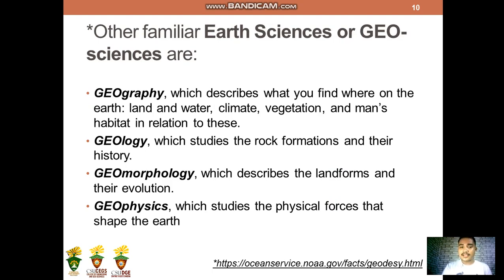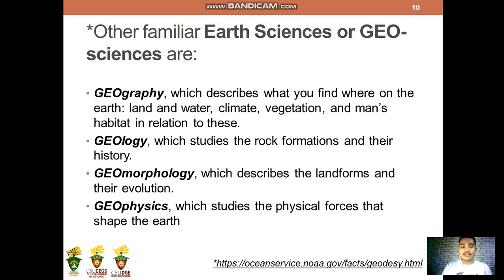Other earth sciences are geography. Geography describes what you find where on the earth, like land and water, the climate, the vegetation, and man's habitat in relation to these. Next in the geosciences is geology, which is the study of rock formations and their history.